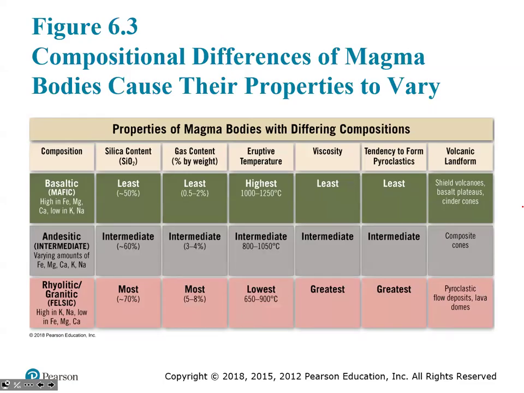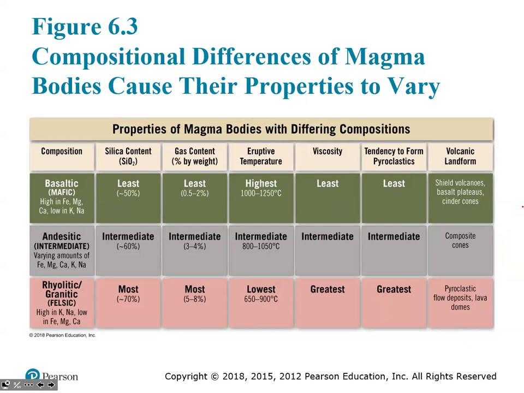So basaltic magma has the lowest silica content, the lowest gas content, the highest eruptive temperature, the least viscosity, the least tendency to form pyroclastics, and is associated with things like shield volcanoes, basaltic plateaus, and some cinder cones. Andesitic lava is intermediate. It has intermediate silica content, intermediate gas content. It has an intermediate temperature. It has intermediate viscosity and an intermediate tendency to form pyroclastics. It's associated with composite cones.